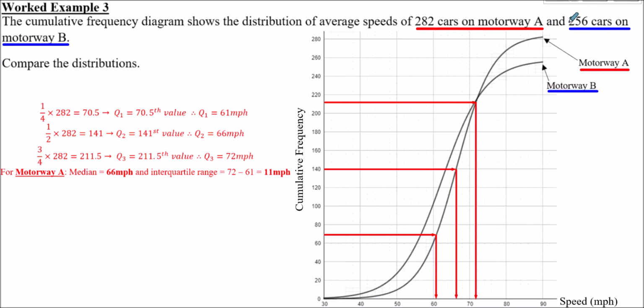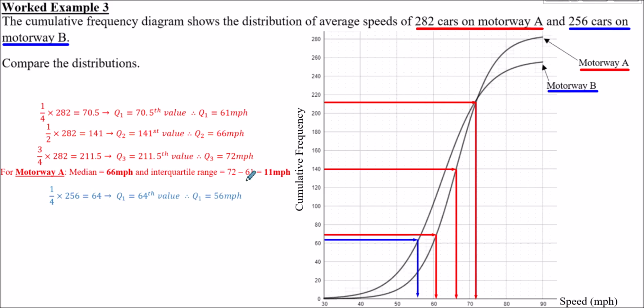We've got 256 cars. So to work out the lower quartile, we work out 1/4 of 256. 1/4 of 256 is 64. So to work out the lower quartile, we read off at the 64th value, which is here. So looking at this one, it seems to be about 56 miles per hour. So the lower quartile for motorway B is 56 miles per hour.